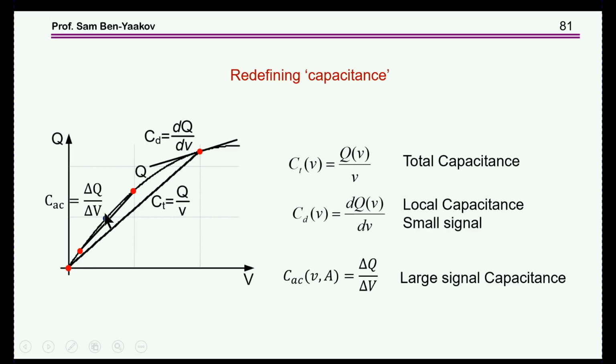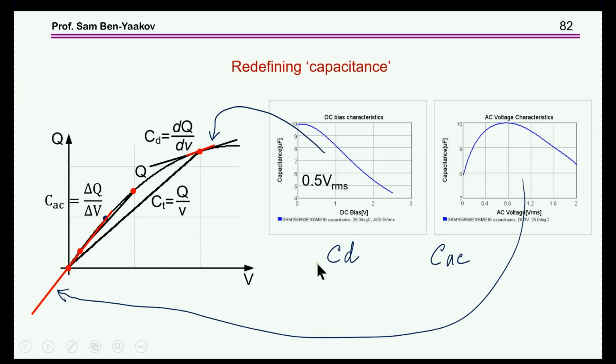Or you can define a large signal capacitance around a given point. Suppose this is the operating point, and you have a large signal. Once you have this large signal, obviously this slope for this signal is different. And this will be the CAC, as I call it, the large signal capacitance. So capacitance is not a fundamental parameter. It is something that you define, depending on this relationship. So the difference between these two curves is that this one is the small signal, while this one on the right is for large signal, and large signal at a given point around zero.